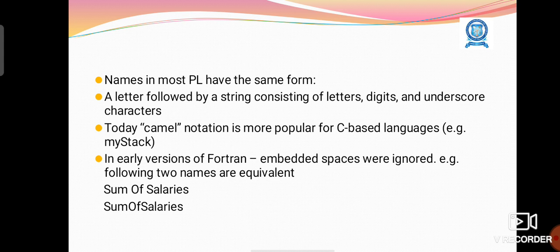Names in most programming languages have the same form: a letter followed by a string consisting of letters, digits and underscore characters. In earlier versions of Fortran, embedded spaces were ignored. For example, the following two names are equivalent: Sum of salaries with spaces, and the second without spaces.